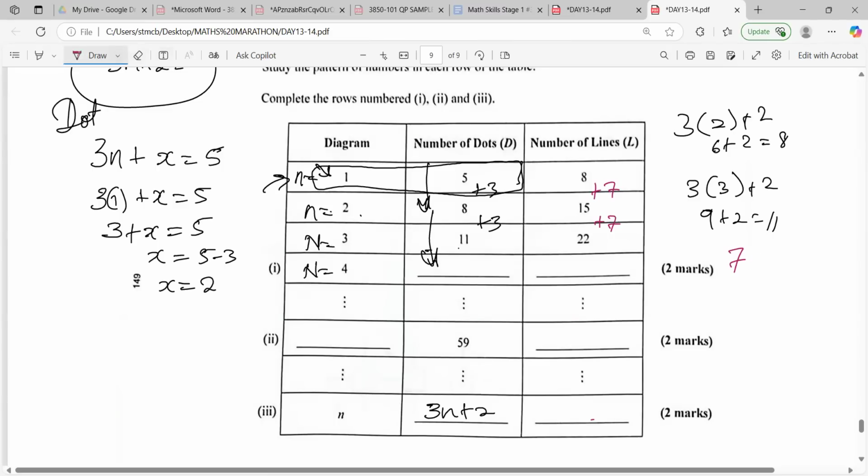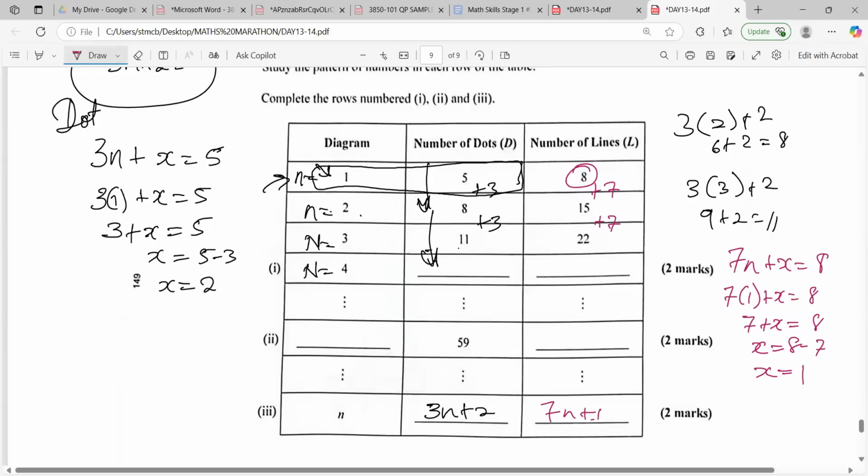So we have 7n plus x, and that gives us 8 for the first one, right? So we are going to substitute n as 1 now, because for the first one we use 7 times 1 plus x equals 8. So x is equal to 8 minus 7. So we're saying that apart from 7n, they added 1.